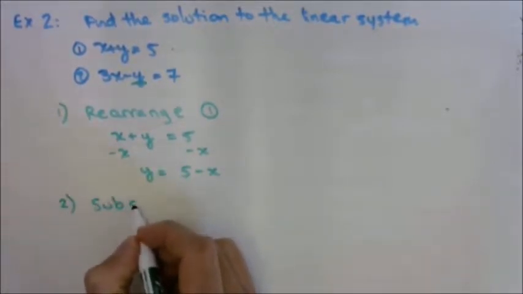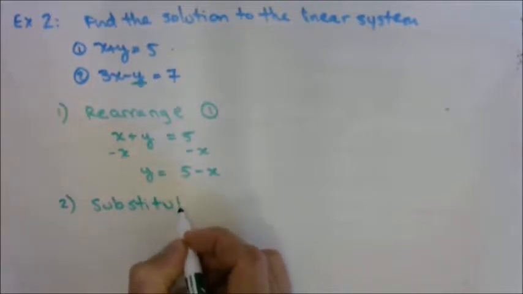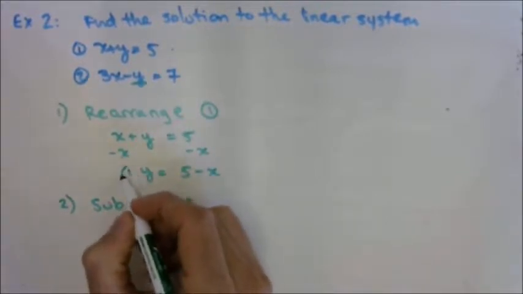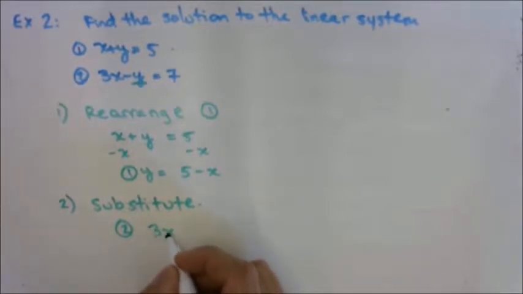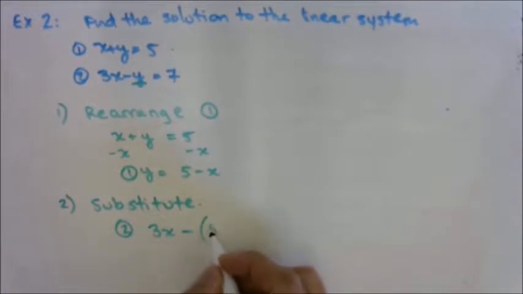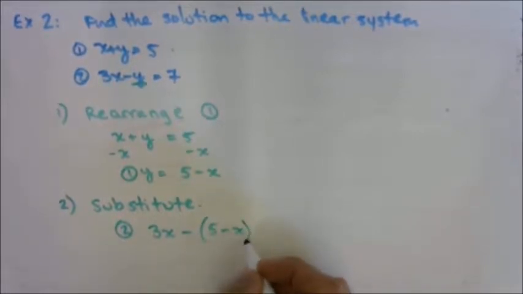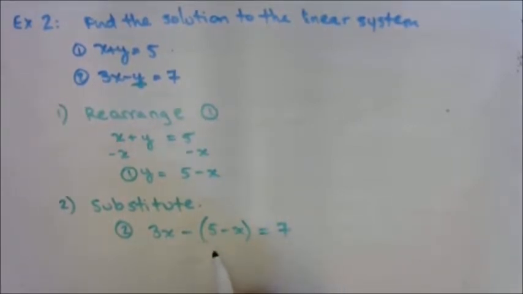Step 2 in this situation is substitute. So here's our new equation 1. We know what y is in equation 1, so we're going to sub it into equation 2. We still have 3x. We have minus y, but instead of y, we're going to write 5 minus x, because we know that that's the exact same as y.